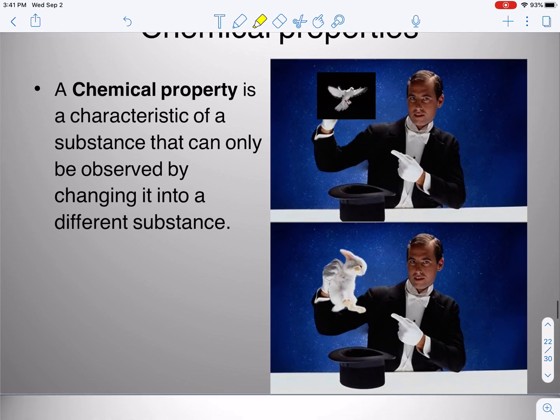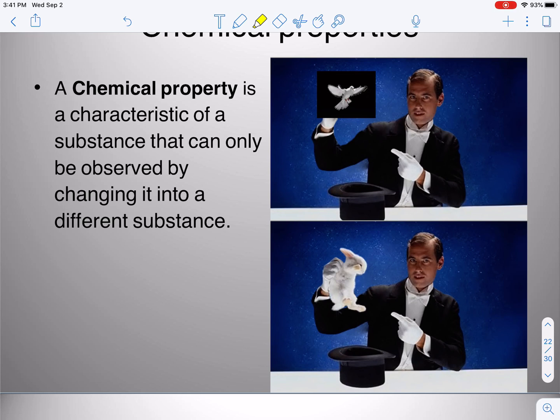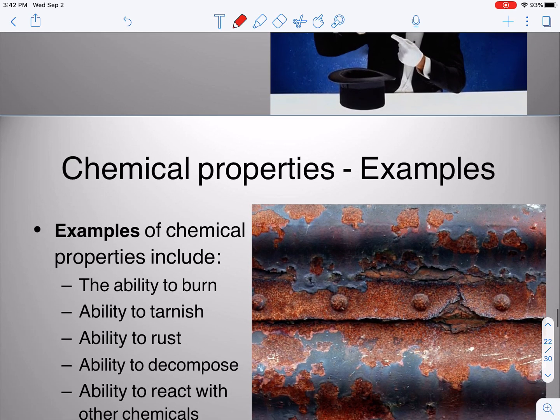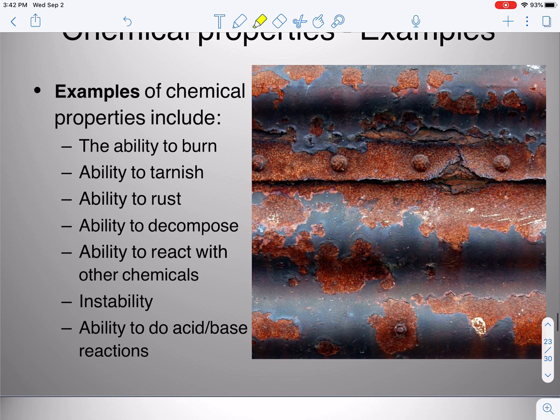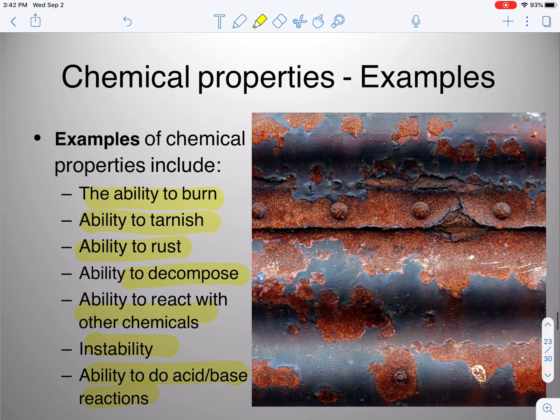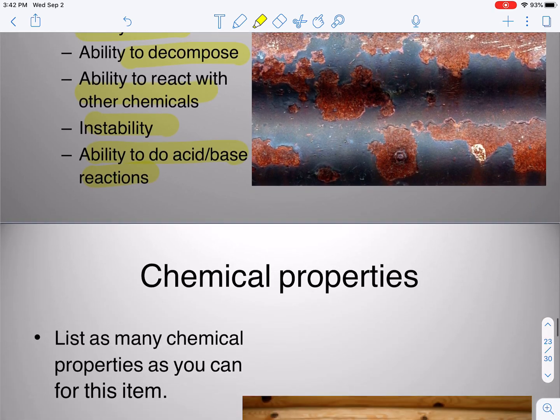Chemical properties, on the other hand, as we mentioned, are the characteristic of a substance that can only be observed during a change that's taking place. So during a change is when we know chemical properties. Some examples of chemical properties would be something able to burn, if it tarnishes over time, if it rusts, it decomposes, if it reacts with other chemicals, if it's unstable, ability to react with acids or bases. These are some of the chemical properties that we'll observe throughout the year.